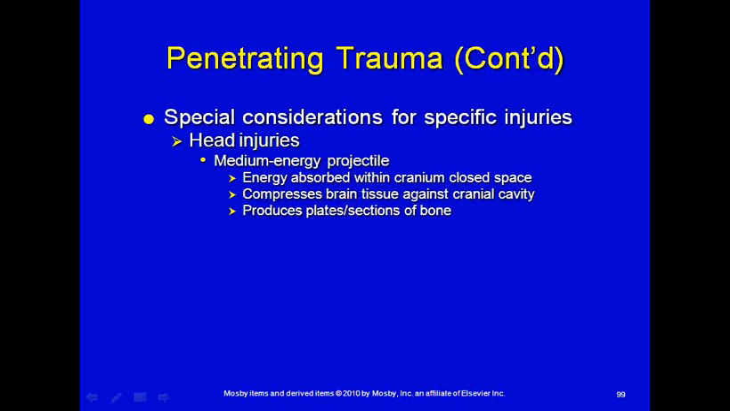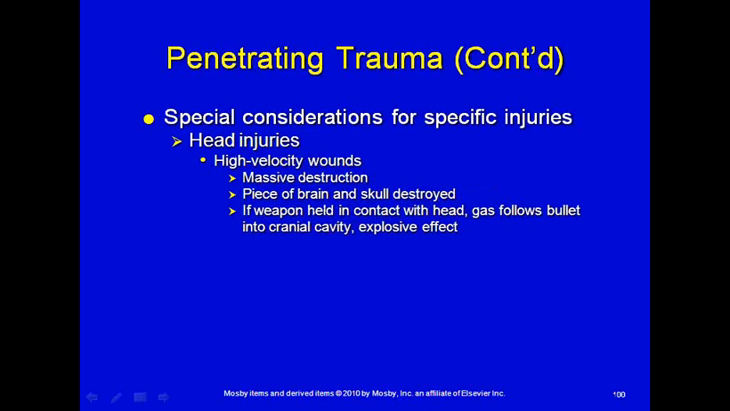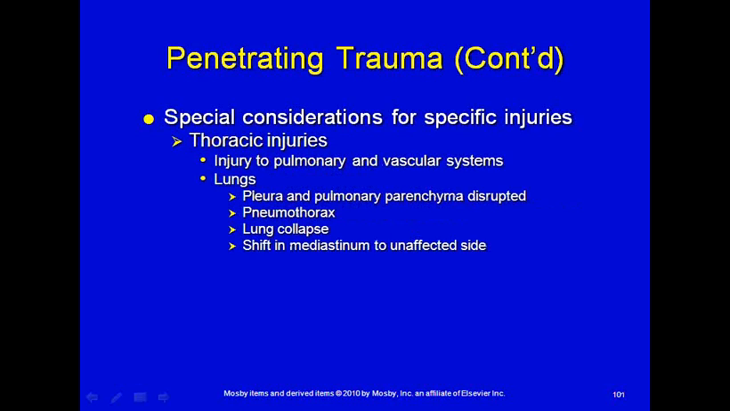With medium energy projectiles, the energy absorbs within the closed space of the cranium. It compresses the brain tissue against the cranial cavity and produces plates or sections of bone. High velocity wounds cause massive destruction because of the cavity. A piece of the skull is destroyed. If the weapon is held in contact with the head, the gas is going to follow the bullet into the cranial cavity and have an explosive effect.